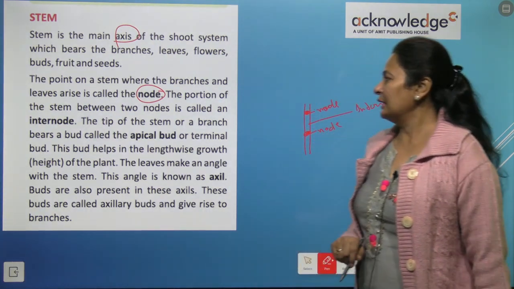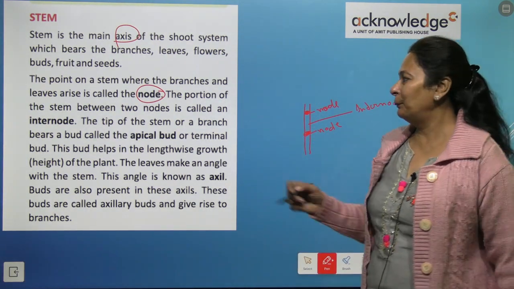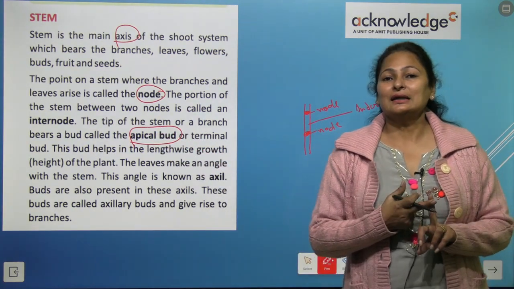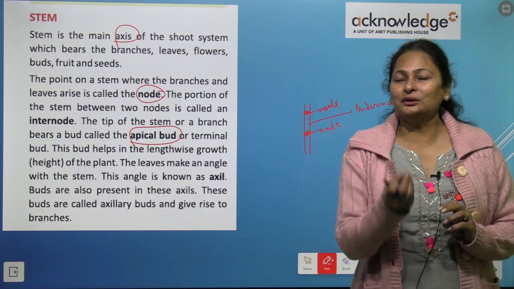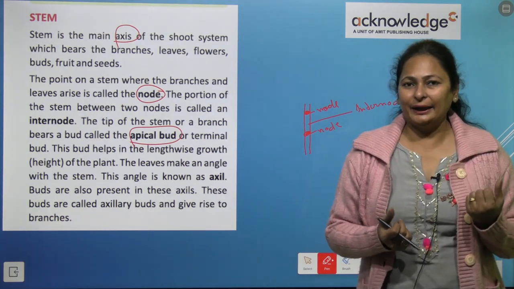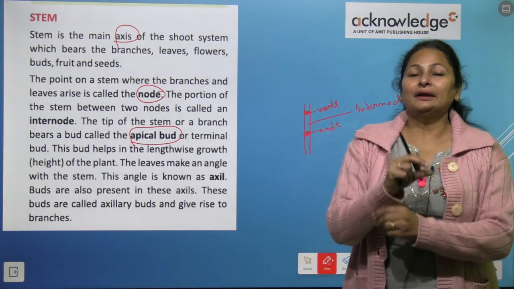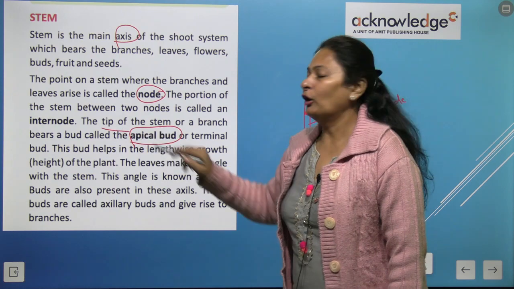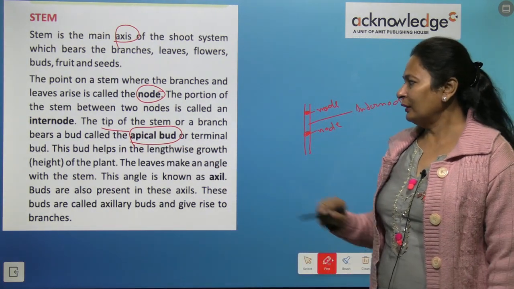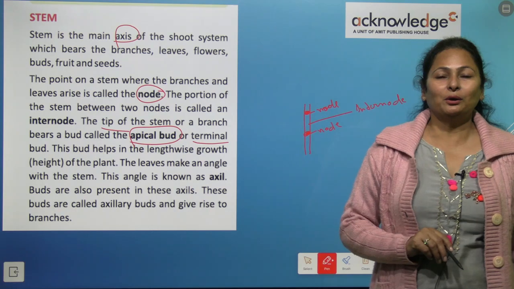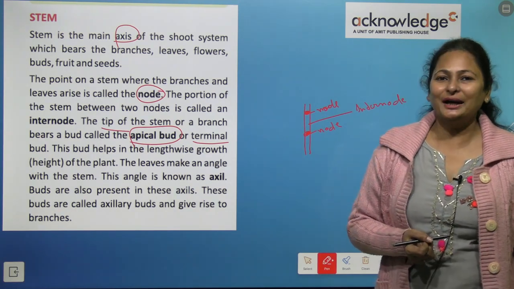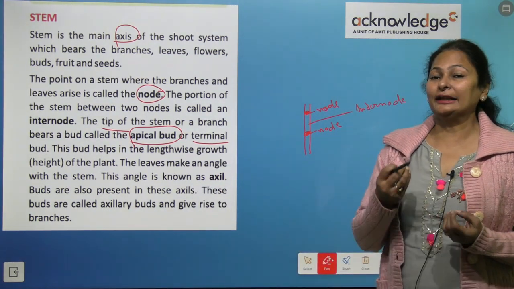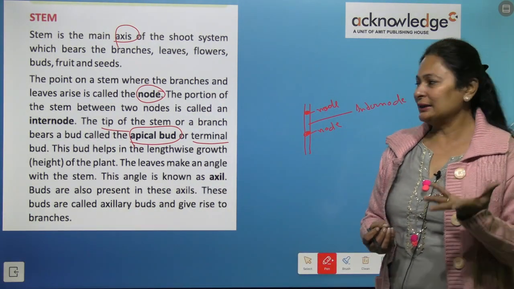The tip of the stem or branch bears a bud called apical bud. Now, this is responsible for growth of the plant lengthwise, right? So, this is the apical bud. It is the topmost bud at the tip of the stem, right? And we call it terminal bud also. This apical bud is also known as terminal bud. This bud helps in lengthwise growth. Lengthwise growth means height of a plant.